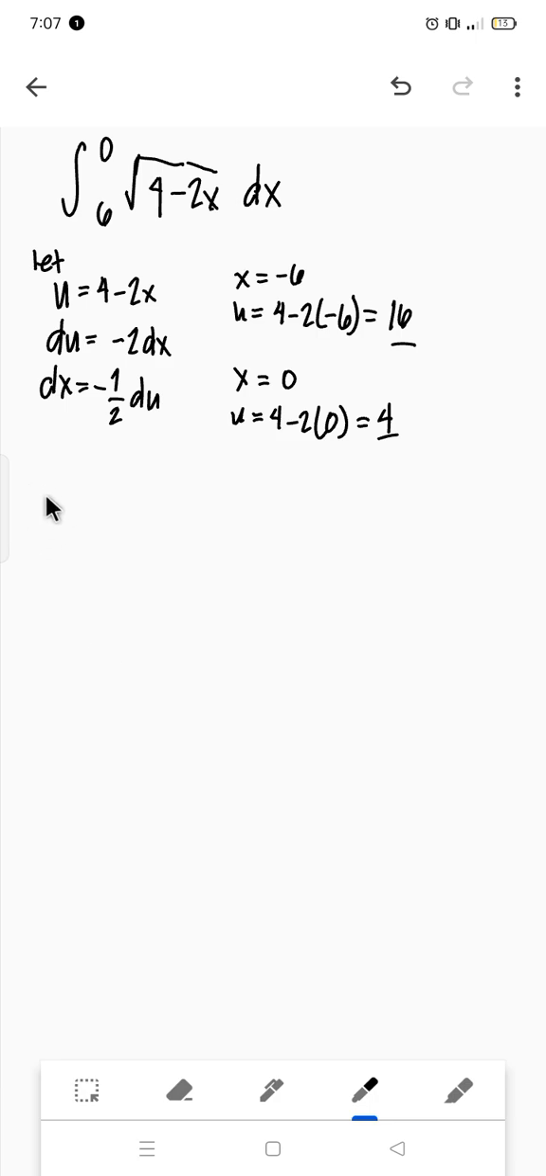And therefore in our integral we can put 4 over here as x equals 0, and the 16 on the lower half. Just use u for this area, and copy the dx, which is negative 1/2 du.